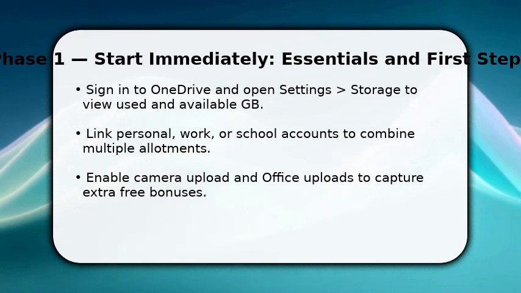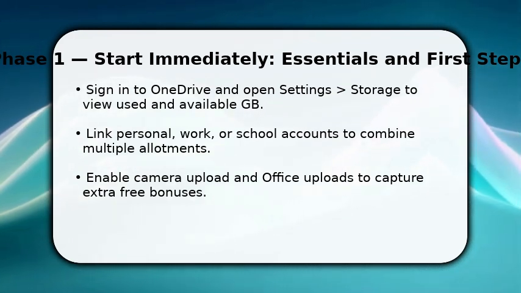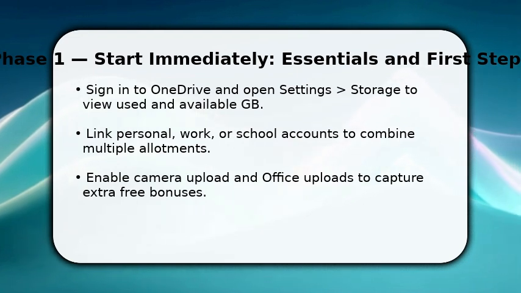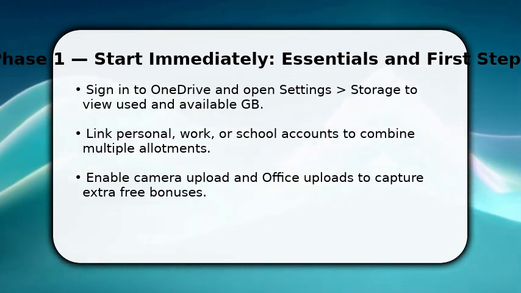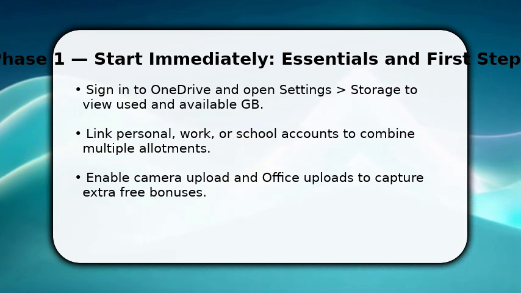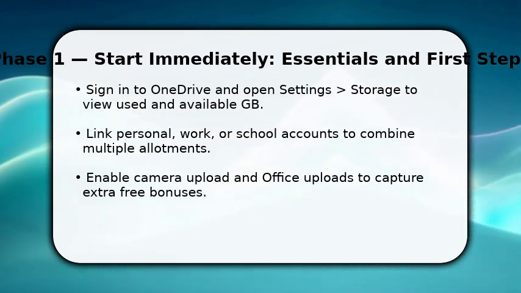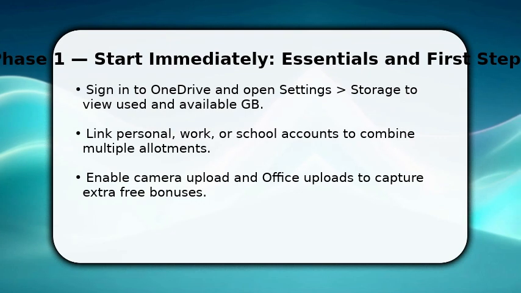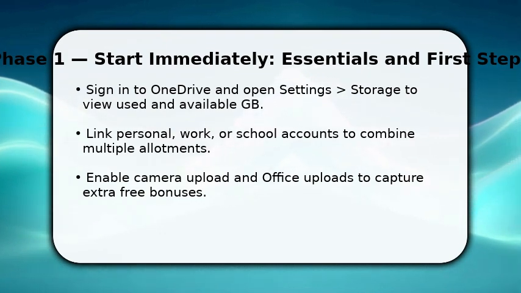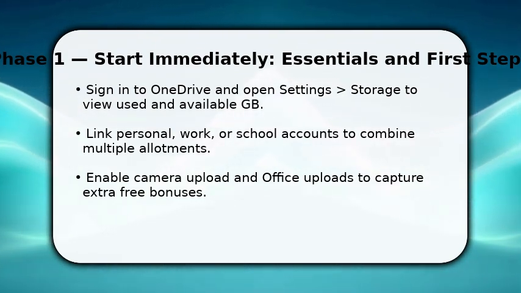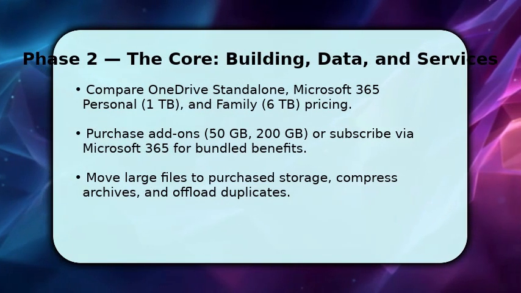Next, link any eligible work or school accounts. This can instantly add separate allotments. Then enable camera uploads and Office file saving bonuses to collect free extra space. These first steps establish where capacity exists and which accounts you can combine, so you know what to buy or merge next. Now you decide how to grow capacity.